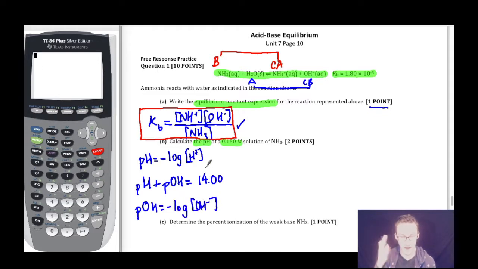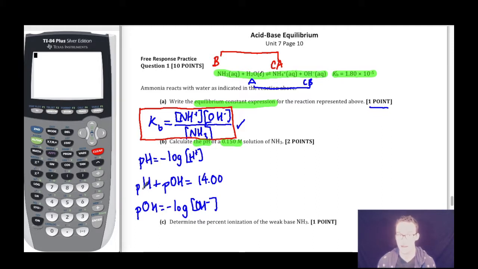So to sort of wrap your mind around what we need to do to solve for this problem, ultimately we're trying to get the pH. That's what this question is asking us. But the problem is we're working with a base, and our equilibrium constant expression isn't going to give us concentrations of hydrogen ion, it's going to give us concentrations of hydroxide ion.